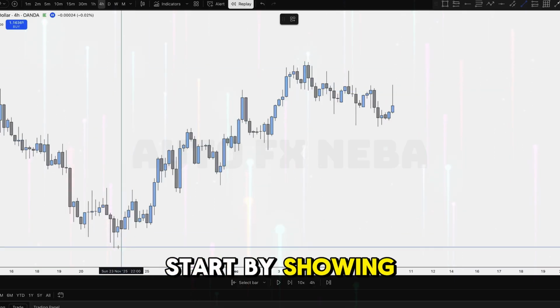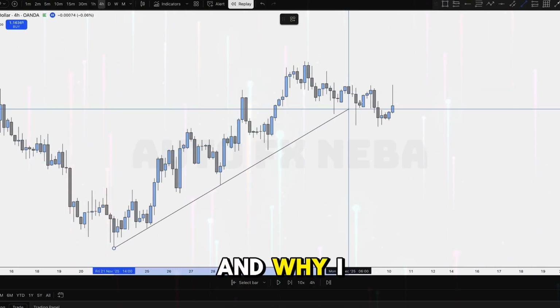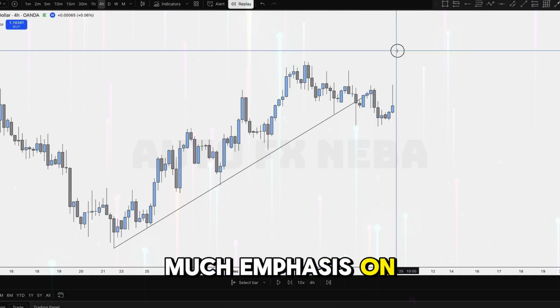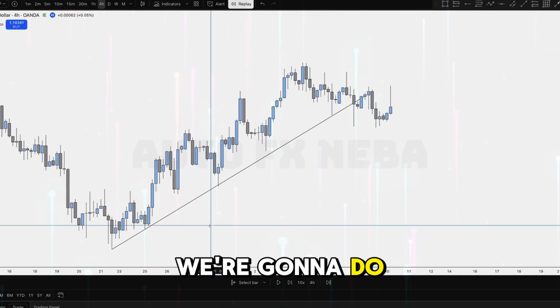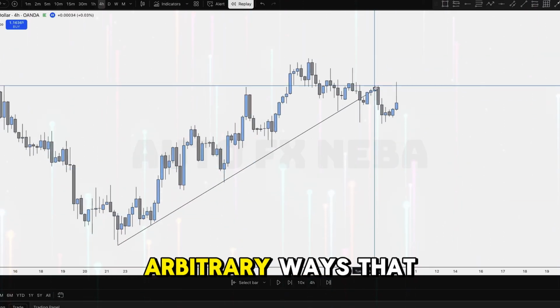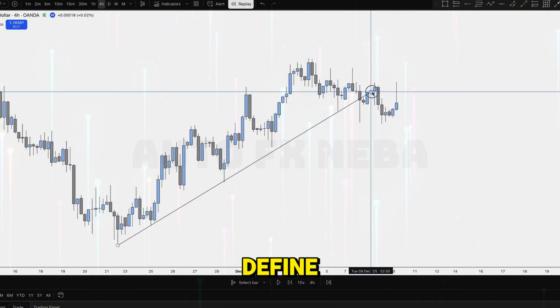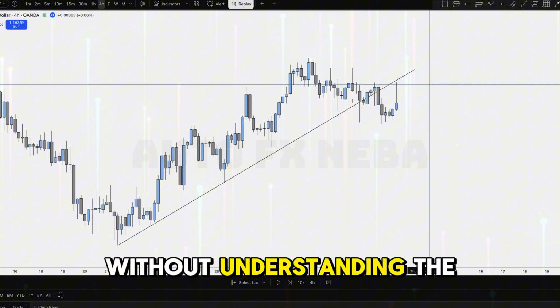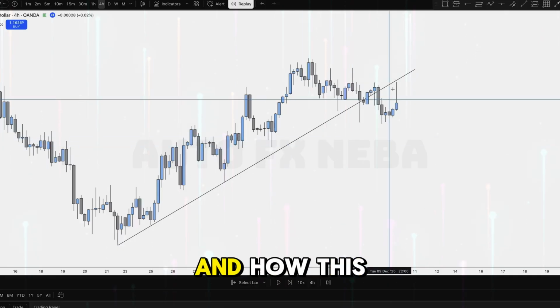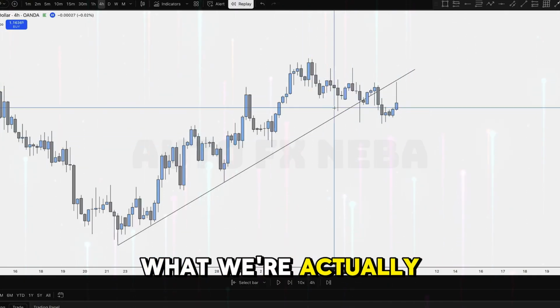Now, I'm going to start by showing you why this is and why I want to put so much emphasis on real market structure. We're going to do that by showing one of the arbitrary ways that people try to define the trending direction of a market without understanding the real price structure, and how this fails in comparison to what we're actually going to look at today.